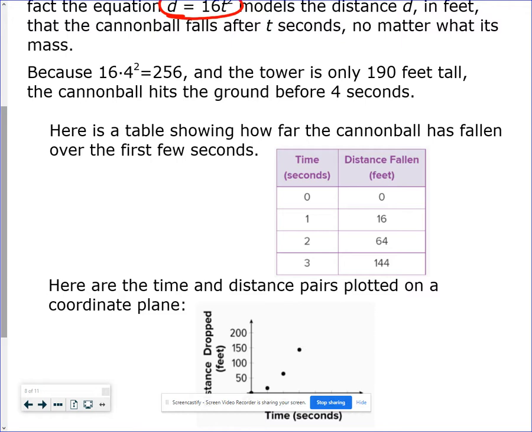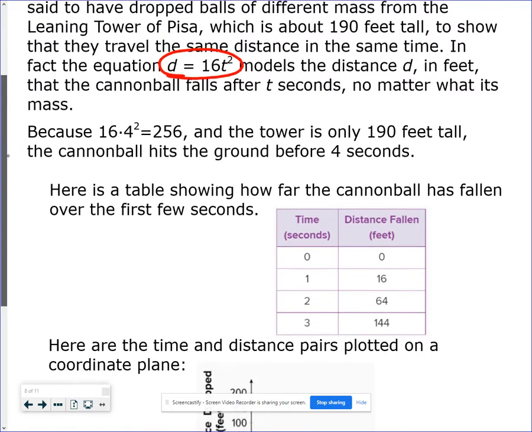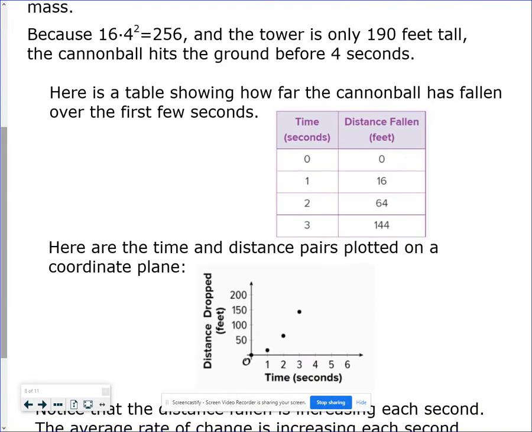Since it is only 190 feet tall, the next one really should be going this far, right? After 4 seconds, it should be at 256, but the tower wasn't tall enough for that. So it wouldn't even have fallen for 4 seconds. It'd be between 3 and 4 seconds when it falls.